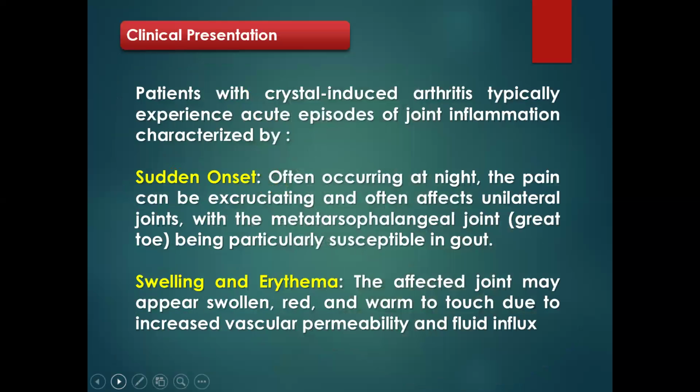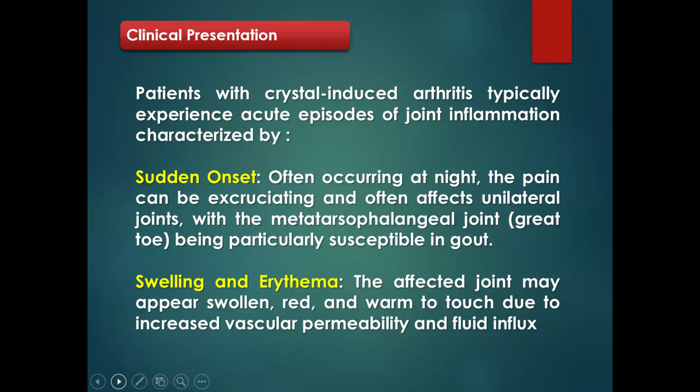Now, patients with crystal-induced arthritis typically experience acute episodes of joint inflammation characterized by sudden onset, often occurring at night. The pain can be excruciating and often affects unilateral joints. What we mean by unilateral is one particular joint at a time, with the metatarsophalangeal joint, that is the great toe, the big toe, being particularly susceptible to gout. That's the most common. Then, once it affects that joint, it leads to swelling and erythema.